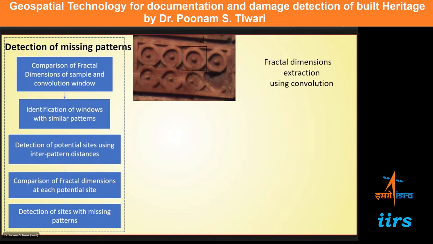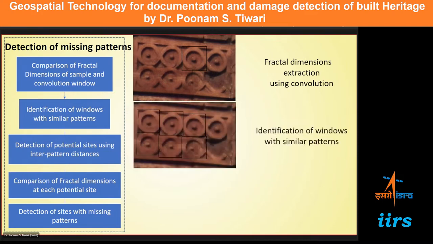If its structure is the same, then the fractal dimension should be the same. So what we have done is we have found out a complete structure. Suppose this is the completed structure, we have calculated the fractal dimension, and we tried to identify windows of similar pattern. Okay, so now you can see the potential sites have been identified where the pattern is not correctly followed. Now why here? Because here there is a gap.